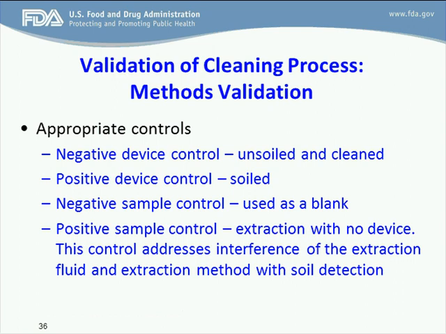Testing should include appropriate controls, including a negative device control, which is unsoiled but undergoes the same cleaning and extraction process as the test device, a positive device control, which is soiled with a known amount of soil but is not cleaned and residual soil is extracted, a negative sample control, which is an extraction with no device and serves as a blank, and a positive sample control, which is an extraction with a known amount of soil but with no device. This last control serves to address interference of the extraction fluid and extraction methods with the soil detection.